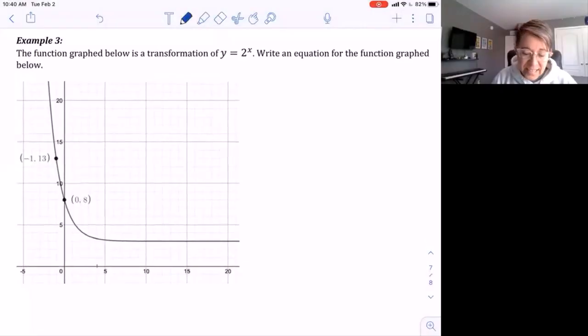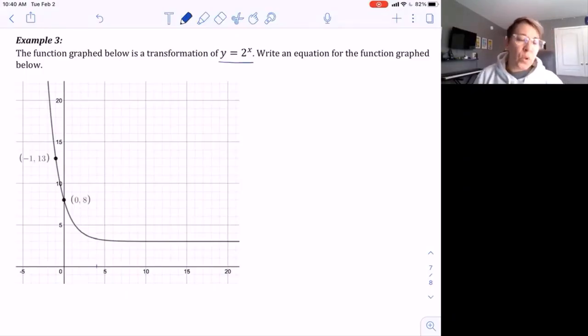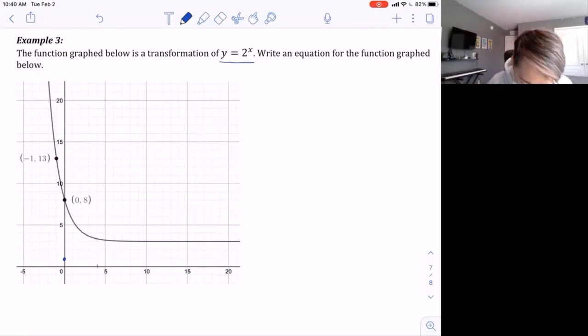All right, on this last example, they're giving us a function that's graphed here, and it's a transformation of this parent function, y equals 2 to the x. Well, if we were to graph that parent function 2 to the power of x, it would be an increasing function. We would get 0, 1, 1, 2, 3, 8, and so forth. But we know it's not increasing, it's decreasing.